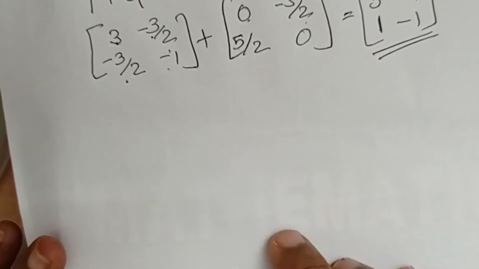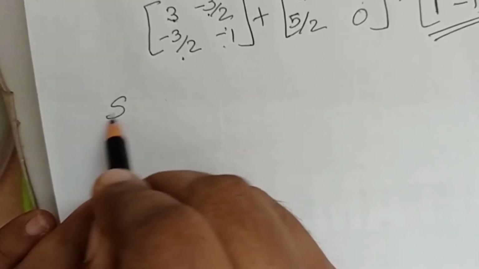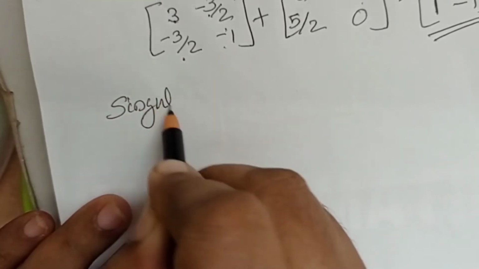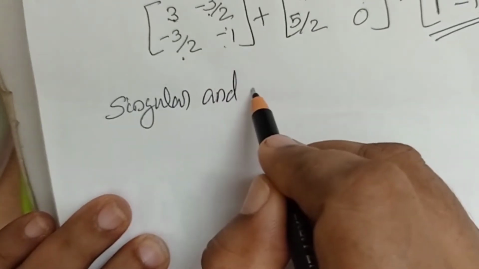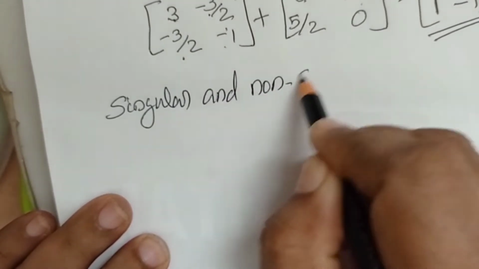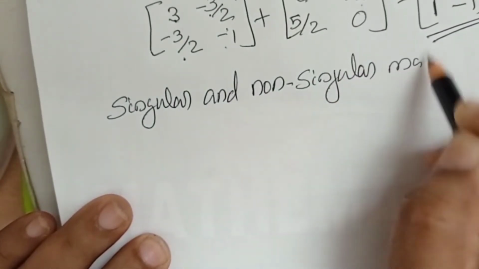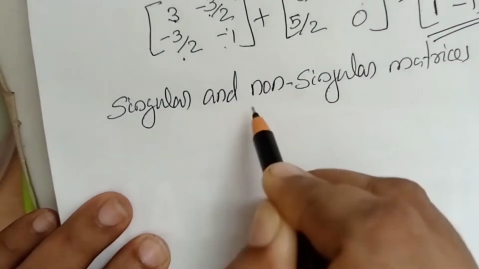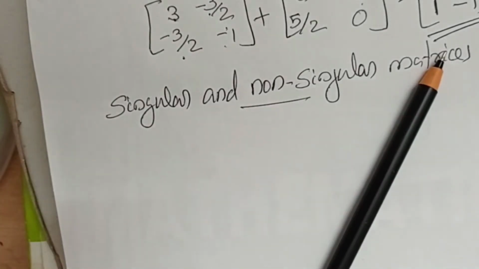Write the next heading. Singular and non-singular matrices. Write down a square matrix capital A.